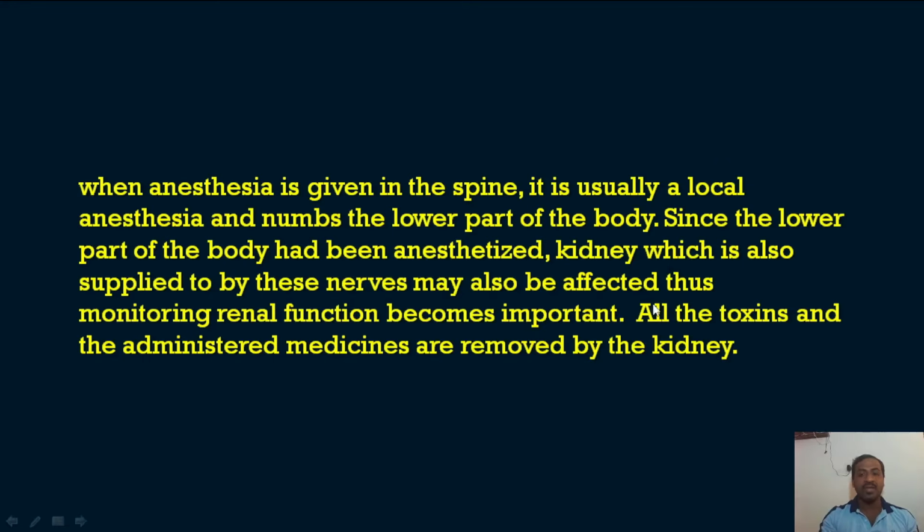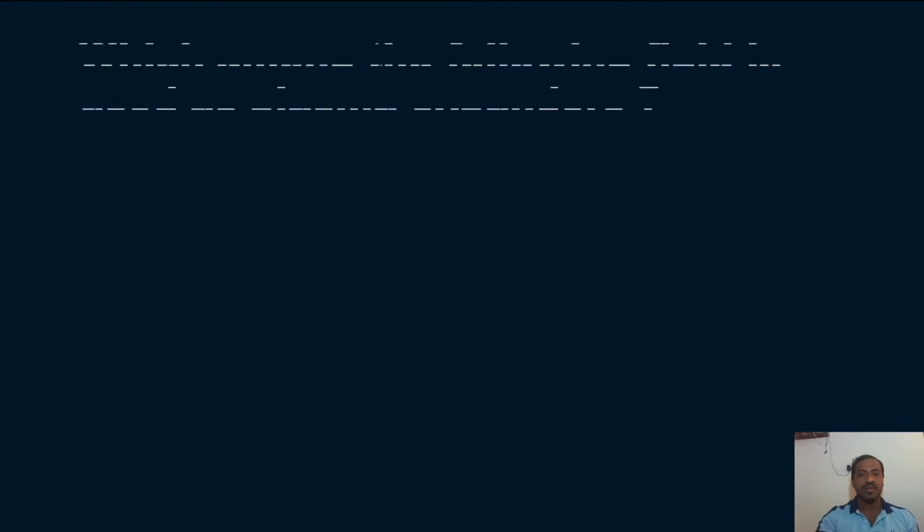Okay, and another reason is all the toxins and the administered medicines are removed by the kidney. So if the kidneys are not functioning properly, definitely these will accumulate and the renal function will deteriorate, and moreover other complications will also develop. So we have to check the renal functions of the patients who have received spinal anesthesia. I think it's clear. So moving on to our next question.